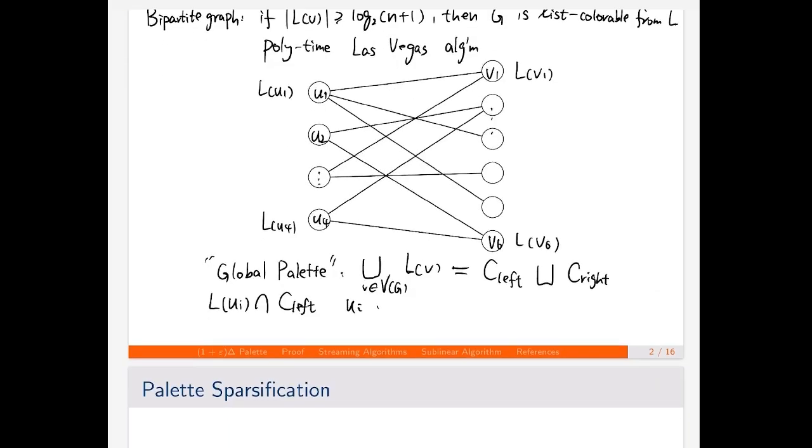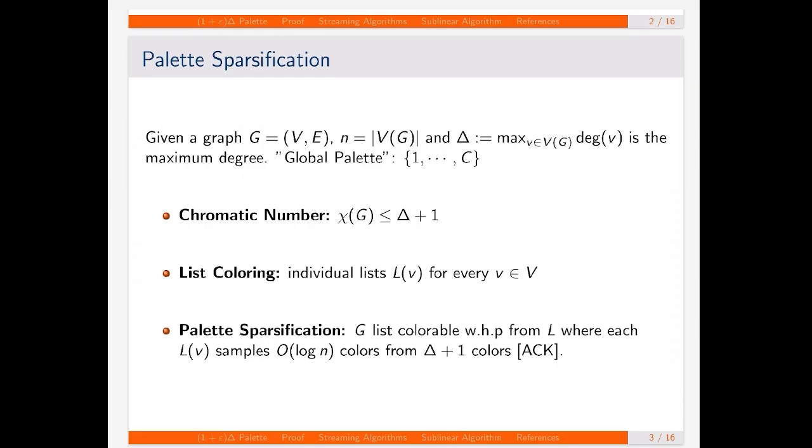Now let's move on to palette sparsification. In this setting, we are given a graph G. The number of vertices is n, and the maximum degree of the graph is delta. We are also given a global palette with colors from 1 to capital C. Some preliminary things about this is that we know the chromatic number chi of G is less or equal to delta plus 1. This is also called Brooks's theorem.